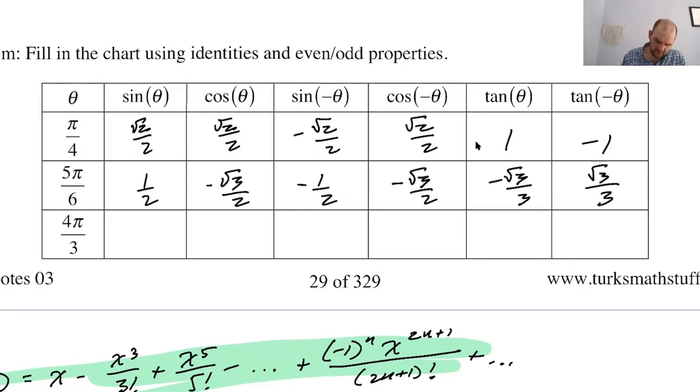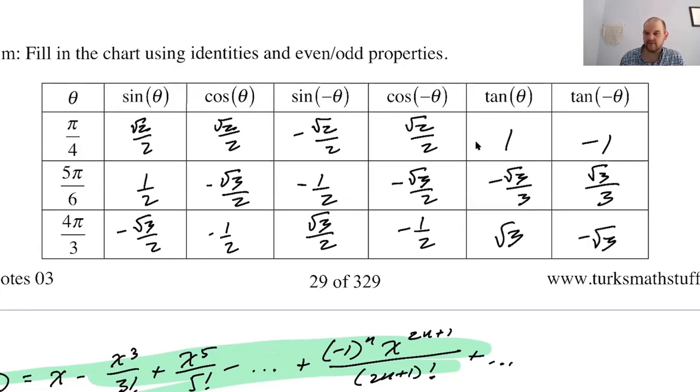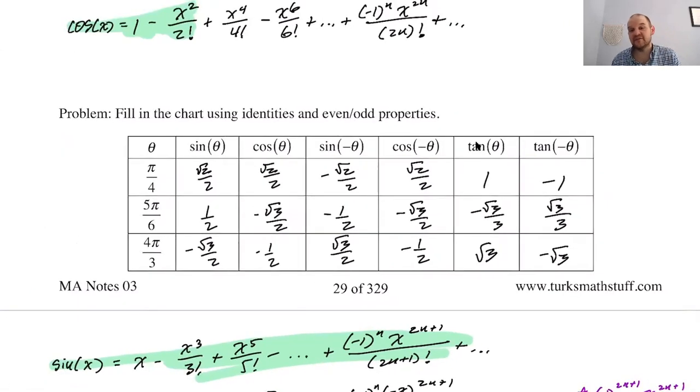4 pi over 3, so the cosine is negative 1/2, sine negative root 3 over 2. All right, sine is odd, so this will be positive root 3 over 2. Cosine is even, so it's going to stay negative. Tangent of 4 pi over 3 is root 3. Tangent is odd, so this will be negative root 3. So that's one of the ways you can really quickly use even and odd. You got to know them.